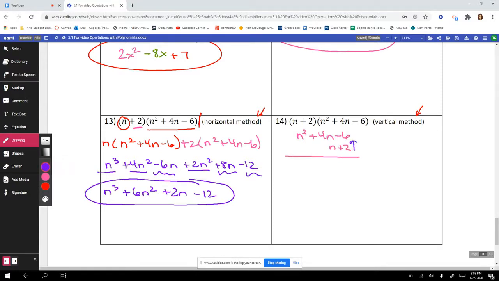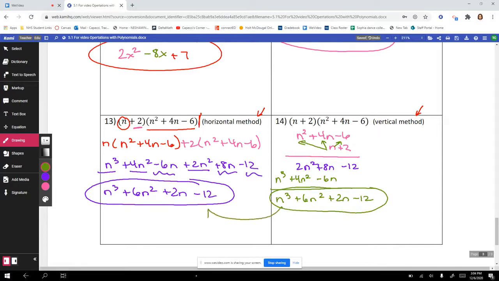So I'm going to take 2 times negative 6 gives me negative 12. 2 times 4n gives me plus 8n. And then 2 times n squared gives me 2n squared. Okay, now I'm going to do the same thing with the n. I have n times negative 6 is negative 6n. So I'm going to line that up. This is the advantage of this method, because you can line them up nice and easily. n times 4n gives me plus 4n squared. And n times n to the second gives me n to the third. Combine my like terms, and I have n to the third plus 6n squared plus 2n minus 12.